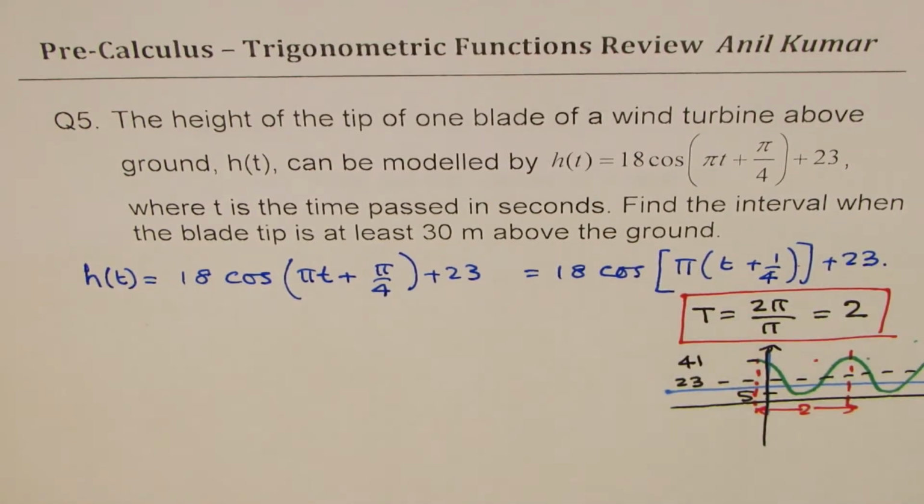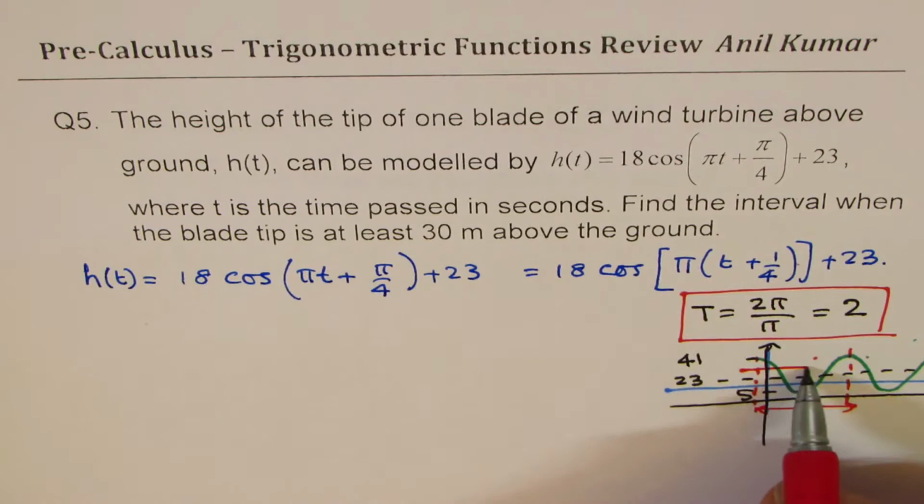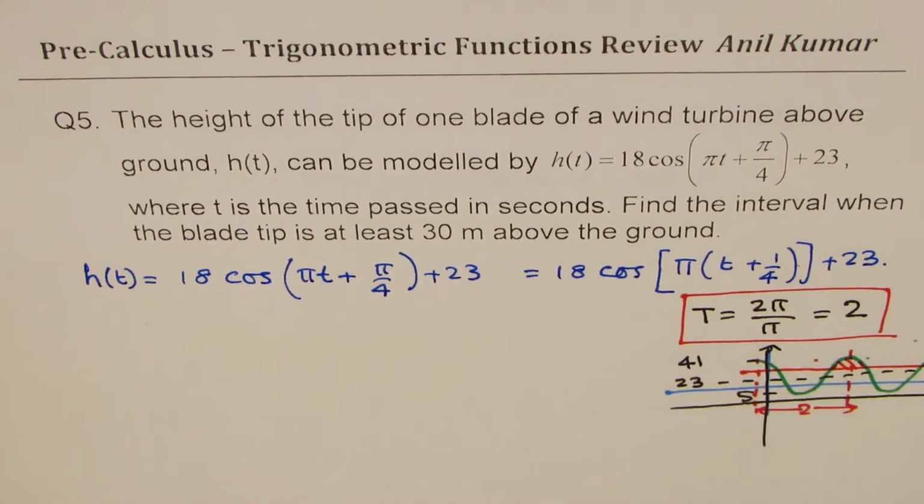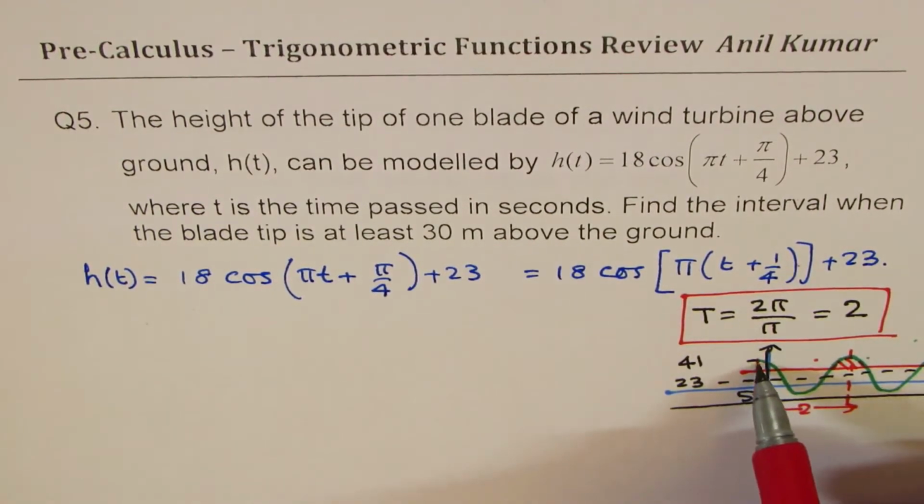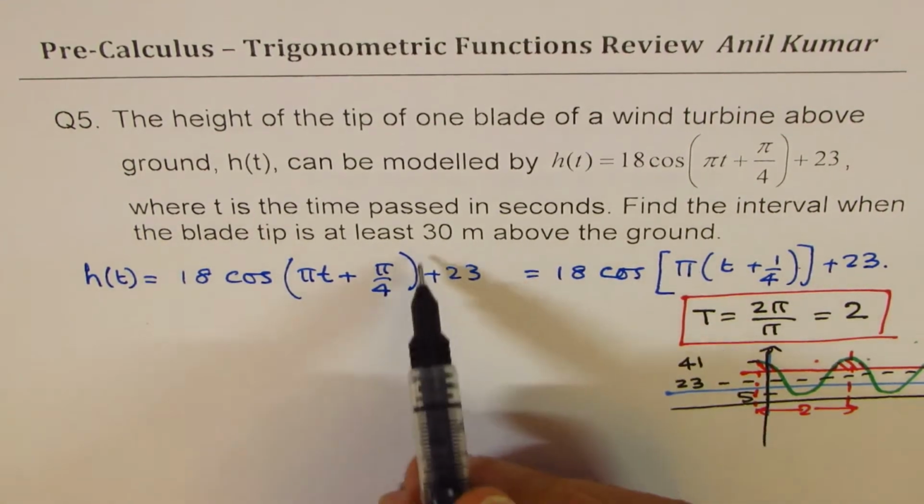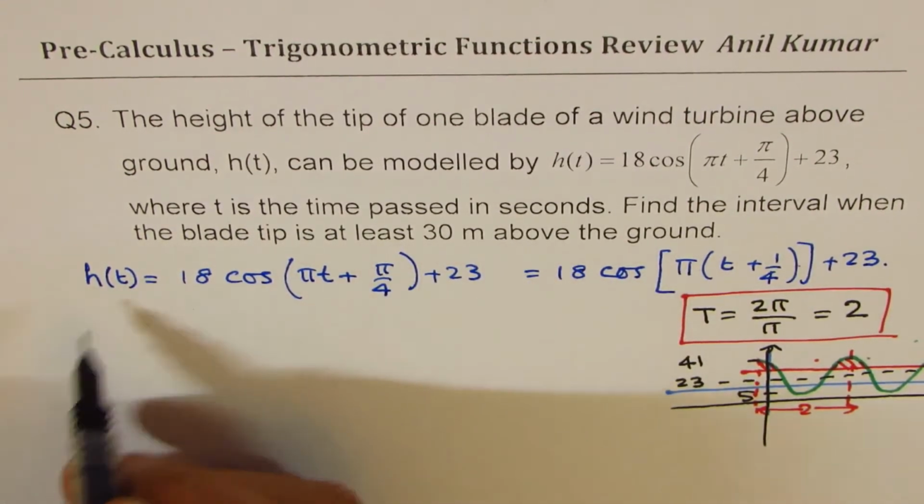So what we're trying to say here is, when is it above 30? So 30 is somewhere there, so we're looking at this line. It could be either this interval or that interval. So let me shade this one, or this one, or this one. That is the interval which we are looking for. So when we say 30 meters above ground, let me write 30 here.